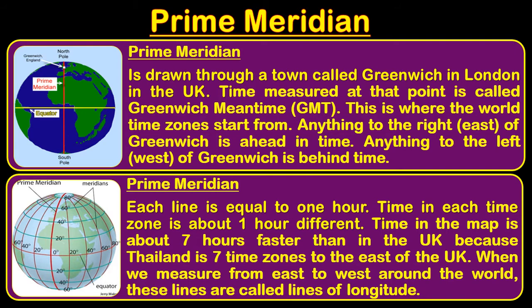When we measure from east to west around the world, these lines are called lines of longitude. So class, prime meridian is basically a planet's meridian adopted as the zero of longitude. It is the Earth's zero of longitude which by convention passes through Greenwich, England.